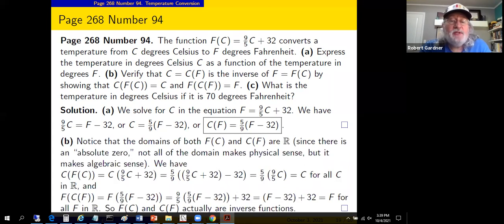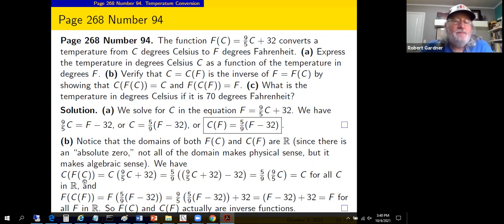Part B, do the composition. Okay. So they ask us to deal with a composition. There's an absolute zero temperature. Let's overlook that and just deal with this algebraically, saying the domain of this function and the domain of this function is up here. C is all real numbers. Down here, F is all real numbers. Now, there's some physical reasons to object to that. But if we can show this works for all real numbers, then it works for some appropriate subset of real numbers. So we're going to gloss over the fact physically that there's an absolute zero.